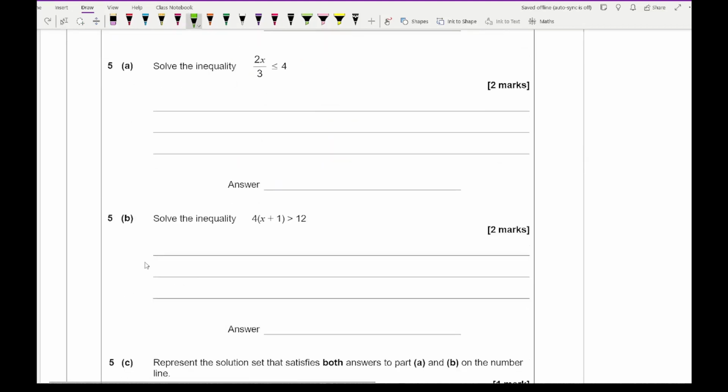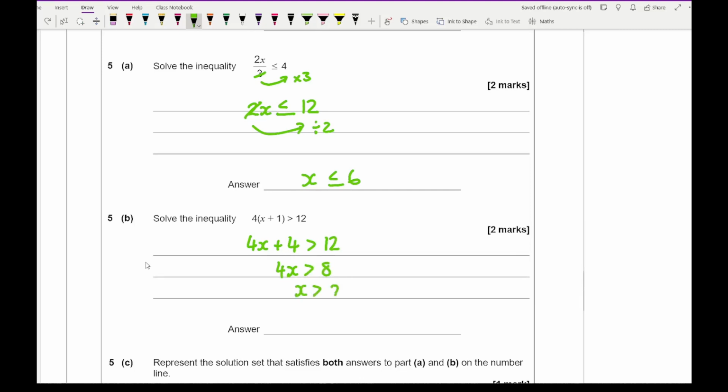Moving on to question 5a, so we want to solve this inequality. So the first thing I need to do is get rid of the 3 by multiplying by 3. So that then leaves me with 2x is less than or equal to 12. Then I divide by 2, leaving me with x is less than or equal to 6. Then for question 5b, we want to solve this inequality, so I expand the brackets, in which I get 4x plus 4 is greater than 12. Take away the 4 from both sides, leaves me with 8. So then x is going to be greater than 2.